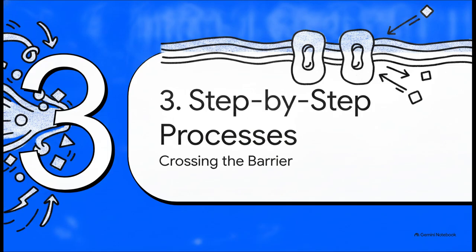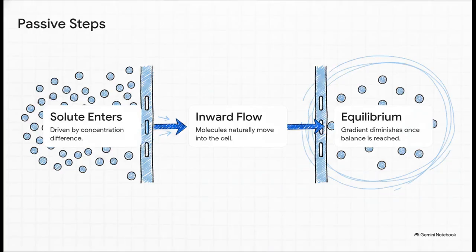Let's look at Part 3, the step-by-step processes. How do these molecules actually make it across the barrier? First up, the passive steps. And honestly, it is beautifully simple. Step 1, the solute approaches the membrane just because there's a concentration difference. Step 2, an inward flow naturally begins. And Step 3, it just flows until perfect equilibrium is reached inside and outside the cell. Once it's balanced, the gradient diminishes and the movement peacefully comes to a stop.